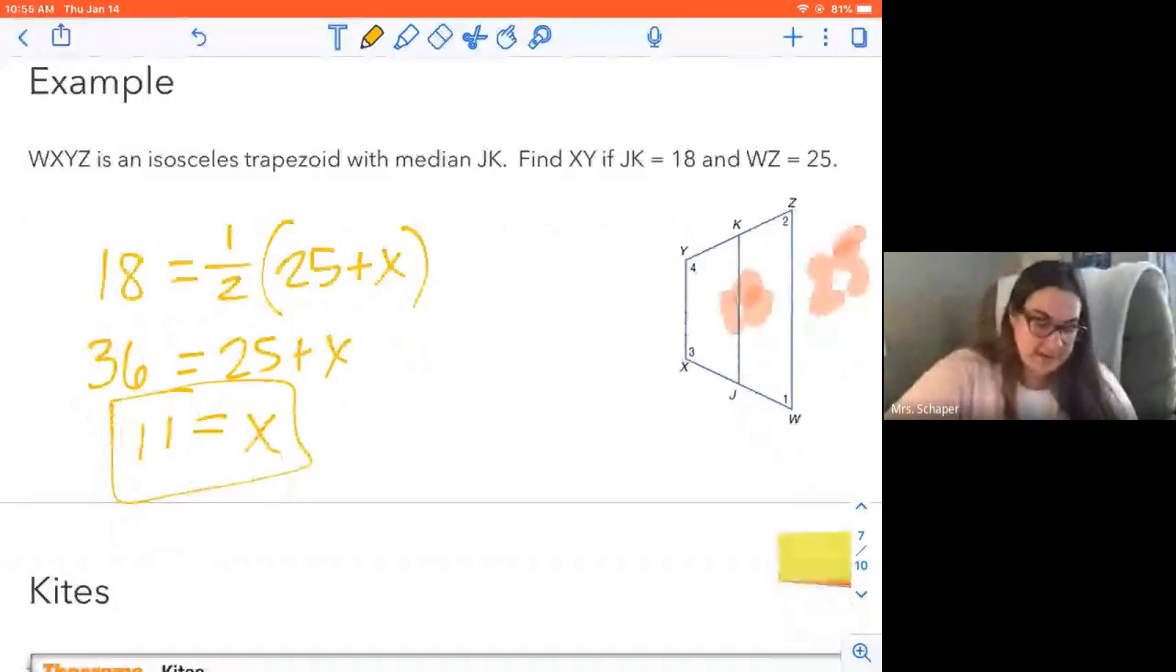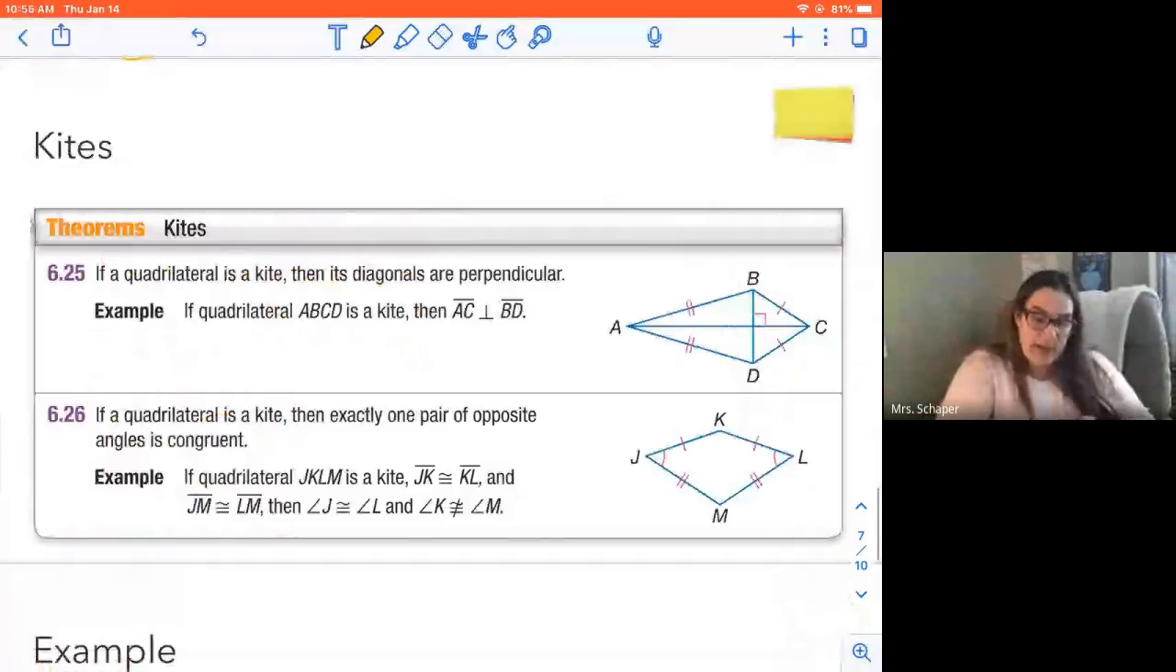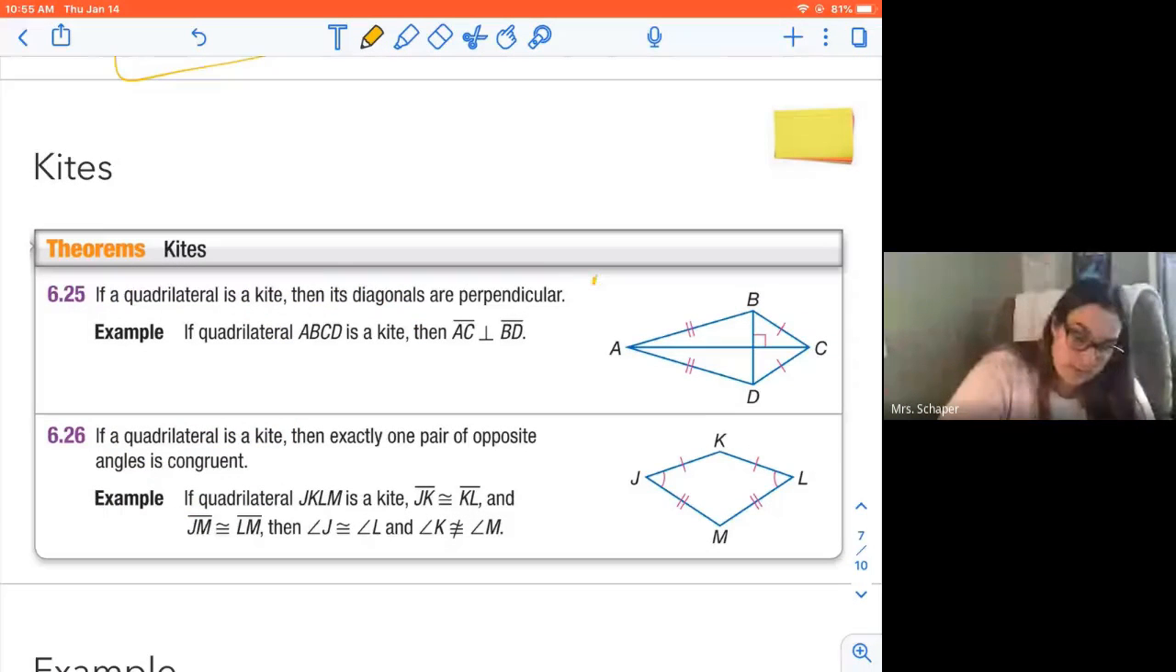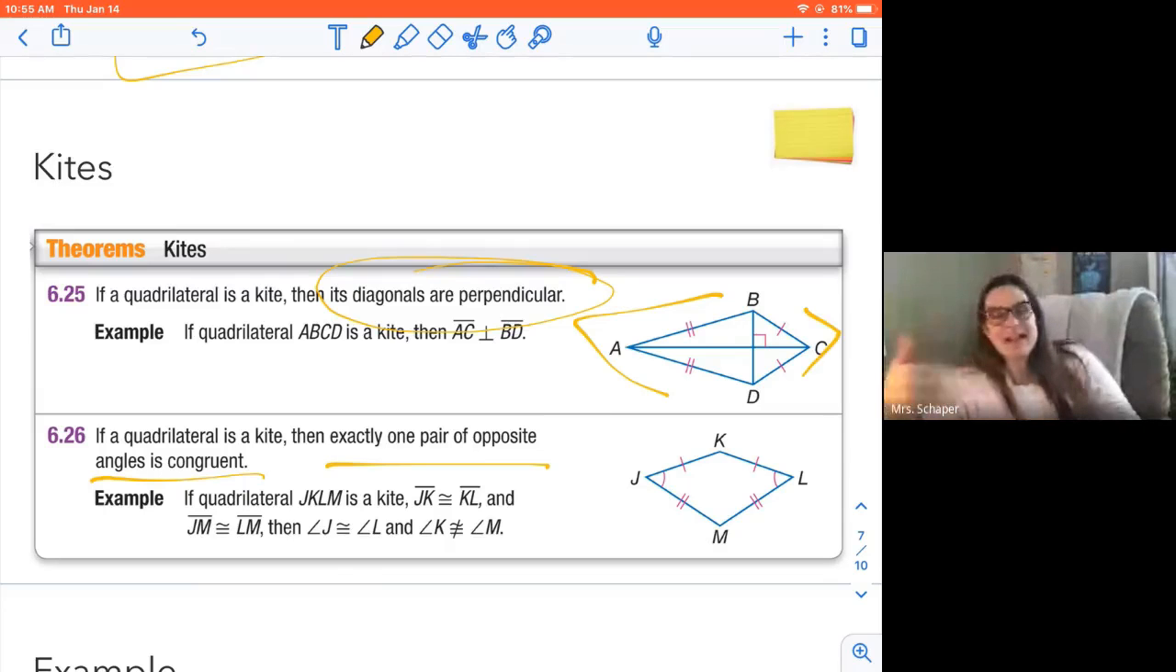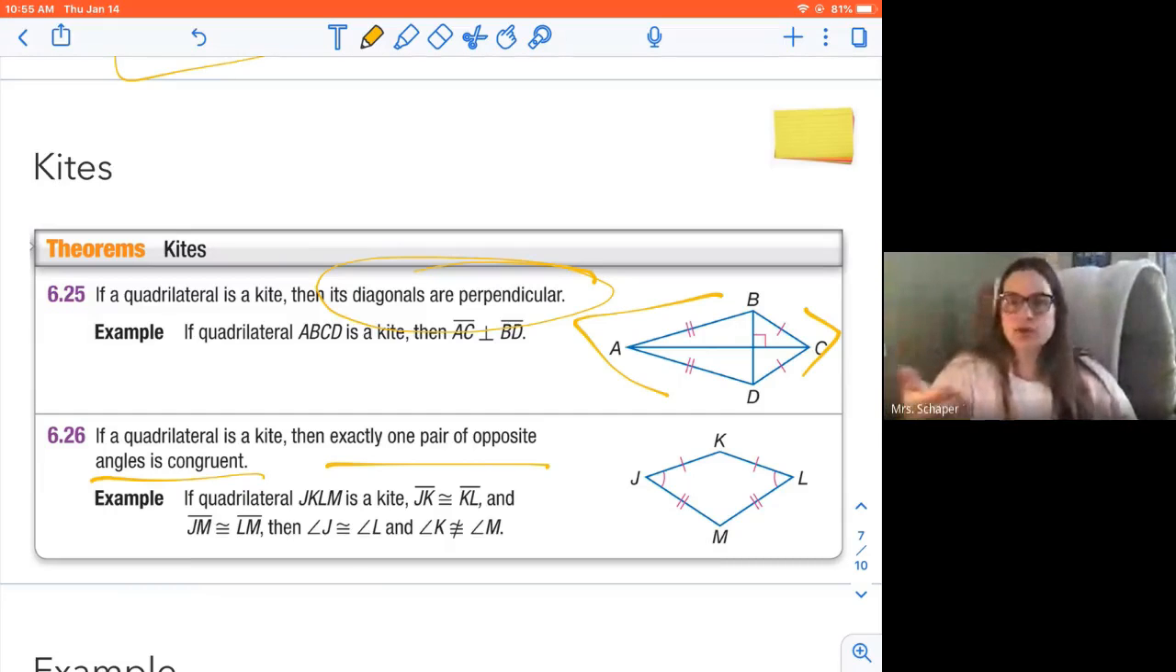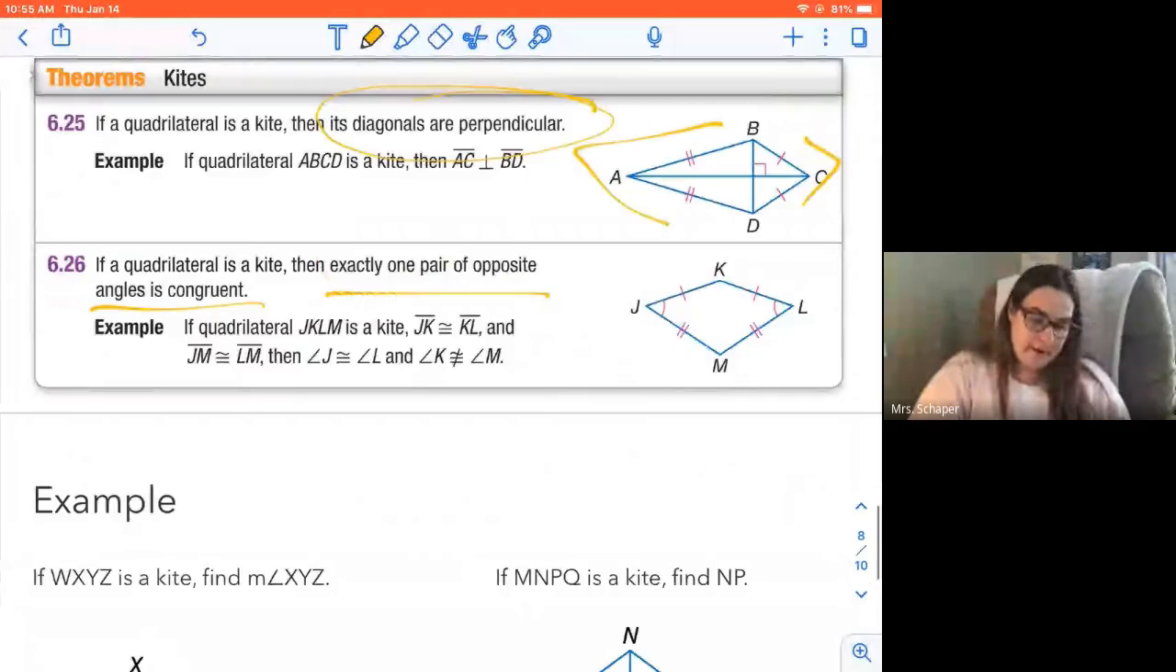Okay, using that information. And then lastly here, we've got the kites. Kites have diagonals that are perpendicular. They have exactly one pair of opposite angles congruent. Its diagonals are perpendicular. The other piece of a kite that you see in this picture is it has two consecutive congruent sides. Two consecutive congruent sides.